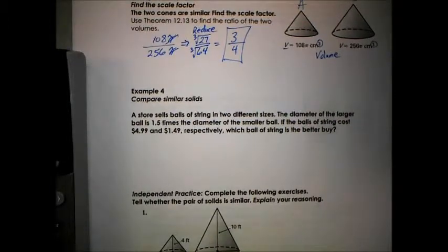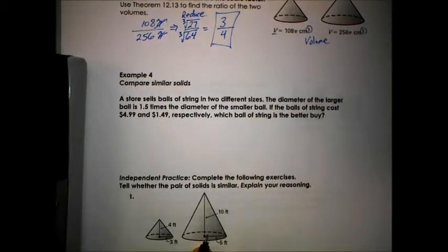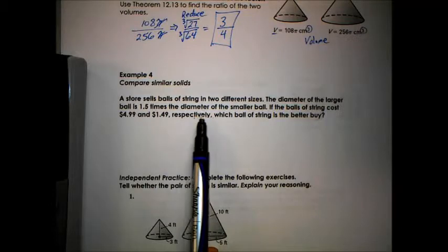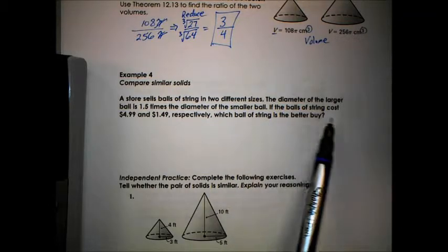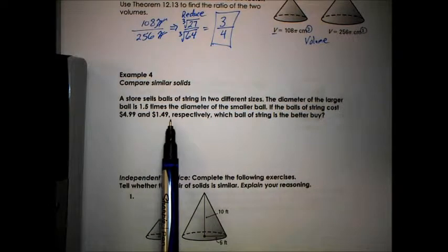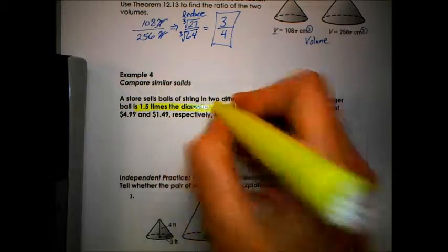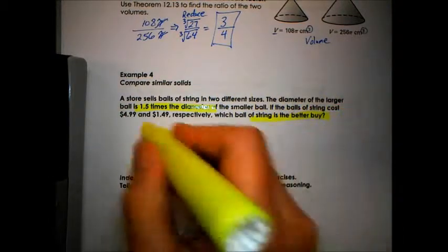Alright, example number 4 says a store sells balls of string in 2 different sizes. The diameter of the larger ball is 1.5 times the diameter of the smaller ball. If the balls of string cost $4.99 and $1.49 respectively, which ball of string is the better buy? So we've got this 1.5 times the diameter, and we're looking for which one's the better buy.